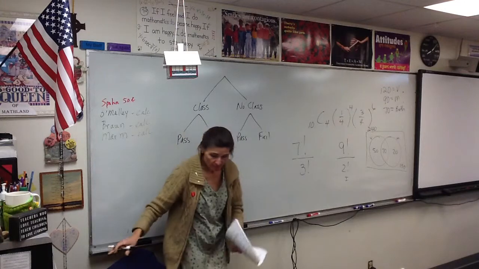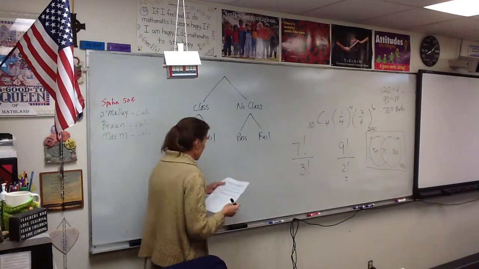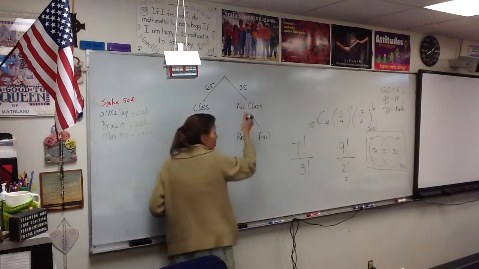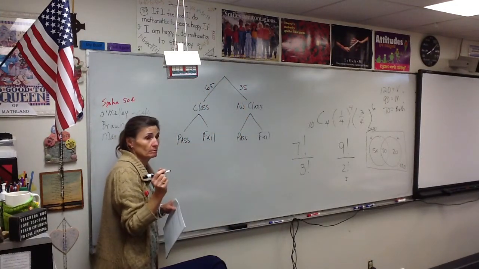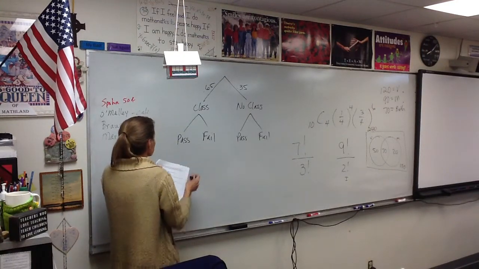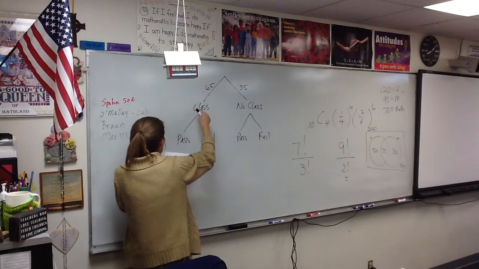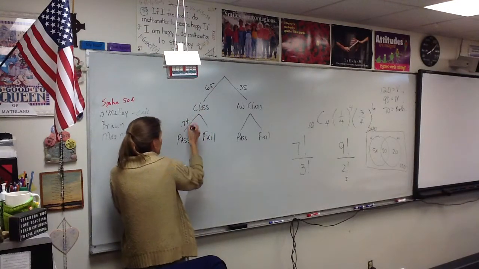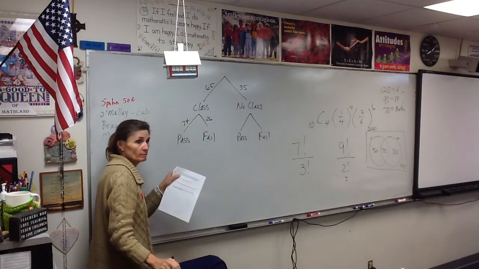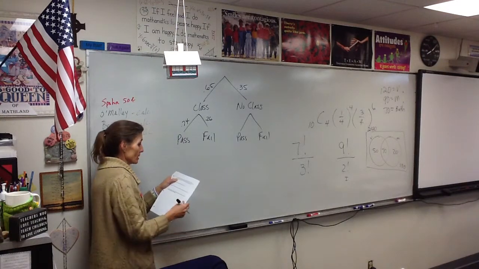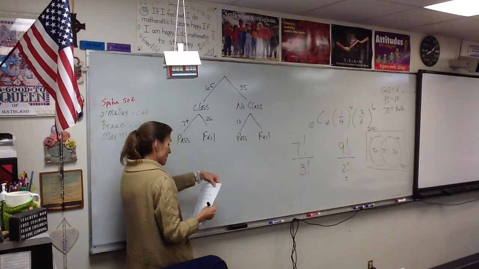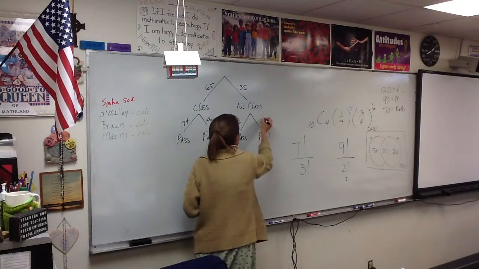Now, what's the probability he'll come to class? 65. So there's a 35 that he won't. Now, if he comes to class, there's a 74% chance he'll pass, and then a 26 that he won't. If he doesn't come to class, there's a 12% chance he'll pass, and then an 88% chance he won't.